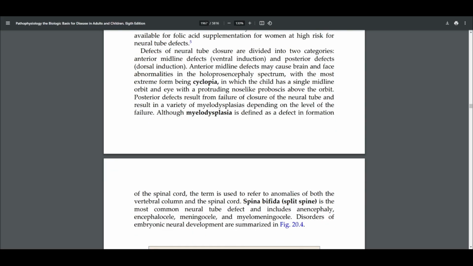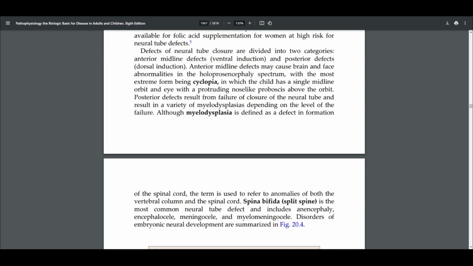Defects of neural tube closure are divided into two categories: the anterior midline defect and the posterior defect. Anterior midline defects may cause brain and face abnormalities in the holoprosencephaly spectrum, with the most extreme form being cyclopia, in which the child has a single midline orbit and eye with a protruding nose-like proboscis above the orbit.